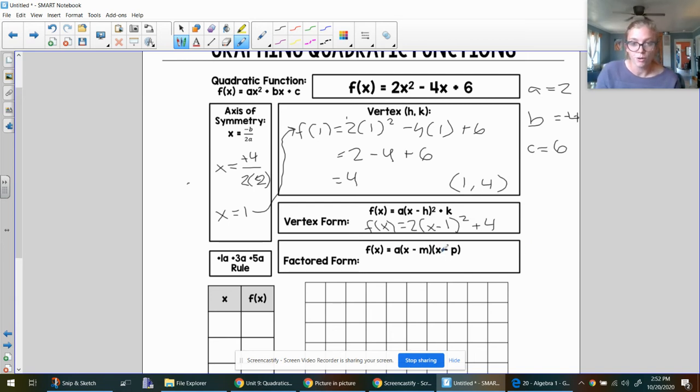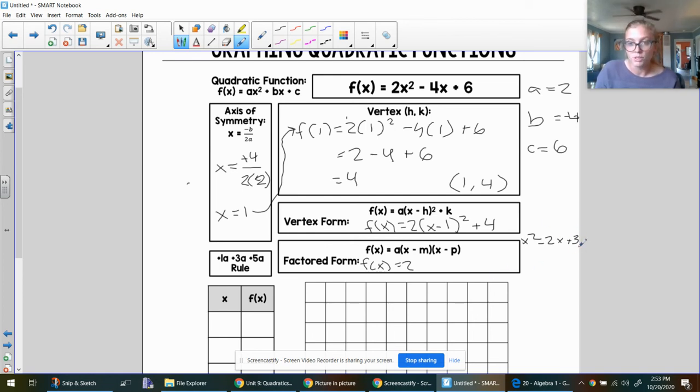In factored form, we're going to start with our a value as well. f of x equals 2. But this time, in order to factor, we need to divide each term by 2. So when I divide each term by 2, I'm left with x squared minus 2x plus 3.